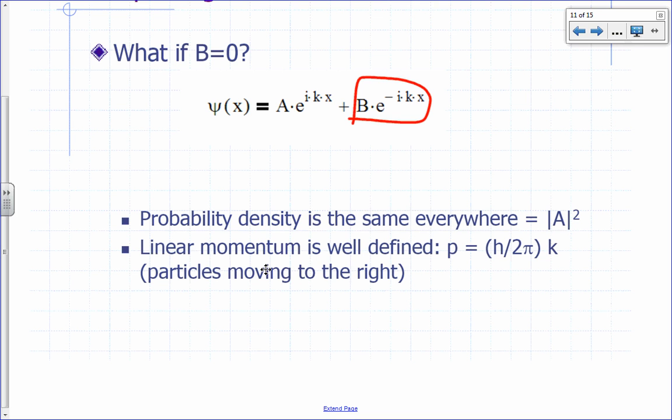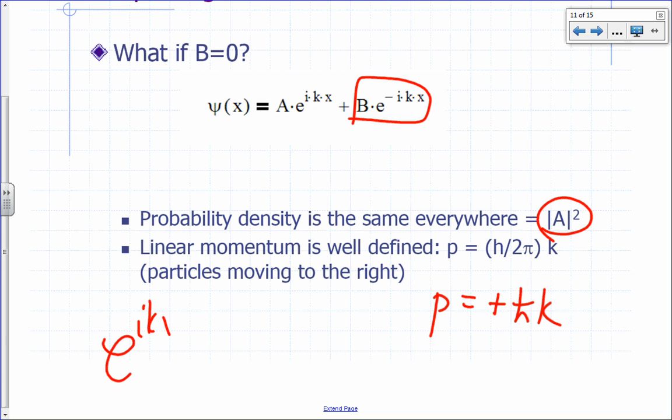Then probability density is uniform everywhere, right? Absolute value of A squared, constant. And your momentum is going to be positive h bar k. Your particles are moving to the right. And just like before, your psi here is not normalizable. So this is a good thing to remember.